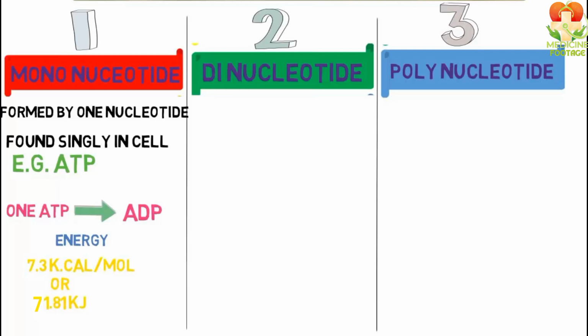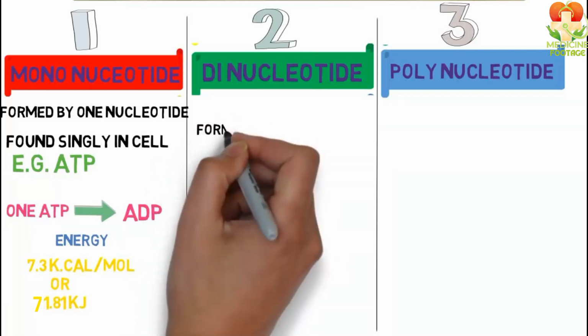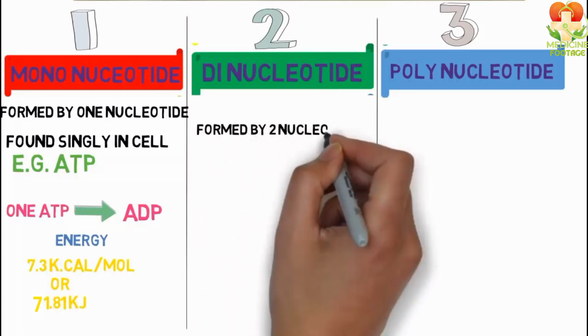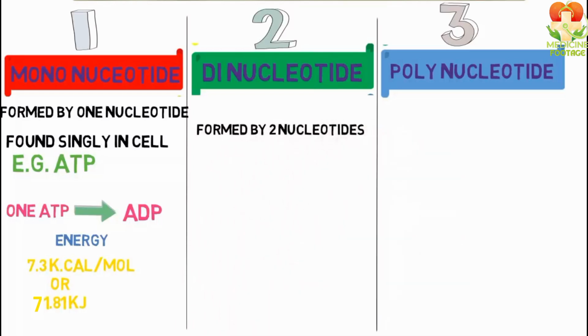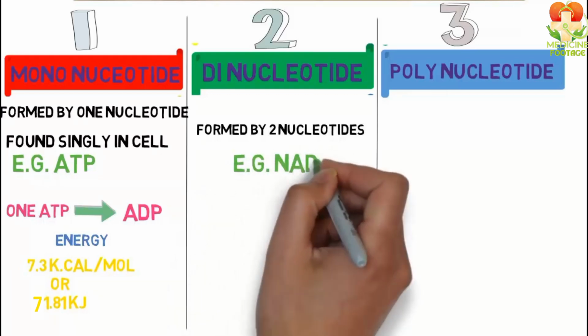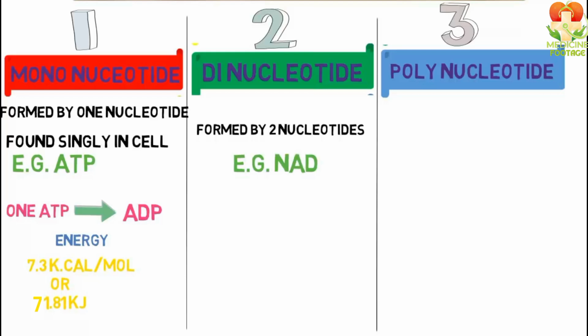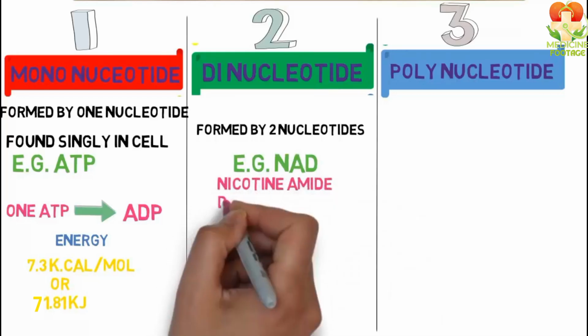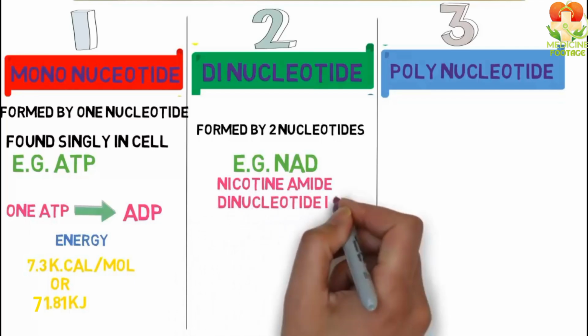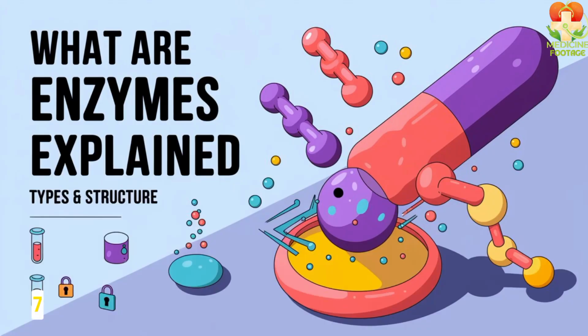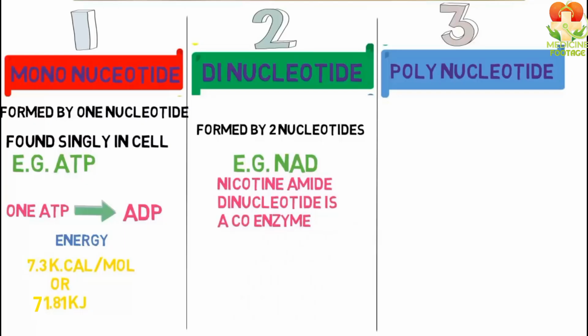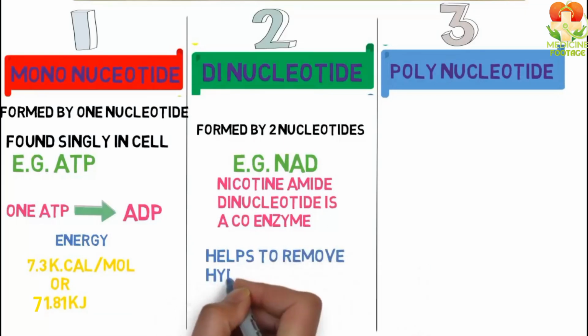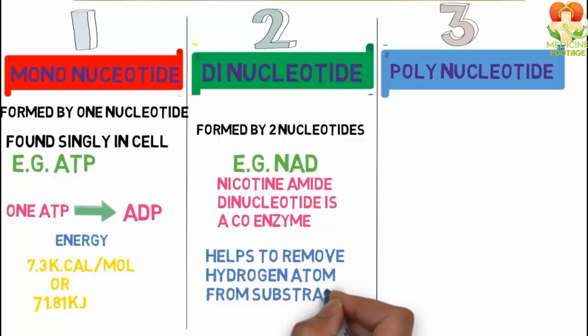Now we come to the second classification of nucleic acids, dinucleotide. Di means two, and nucleotide means nucleotide. When two nucleotides combine, it forms a dinucleotide. Its example is NAD, the full form of NAD is nicotinamide adenine dinucleotide. What is NAD? NAD is a coenzyme. I explained coenzymes in the previous chapter on enzymes. This NAD helps in removing hydrogen atoms from the substrate.